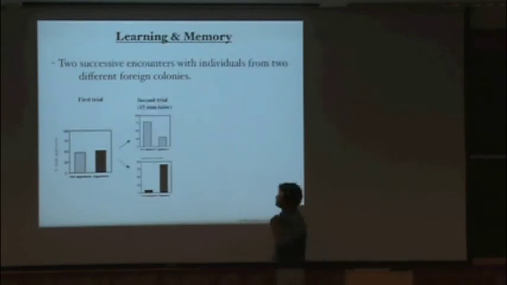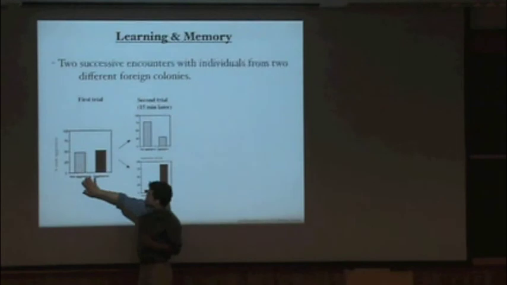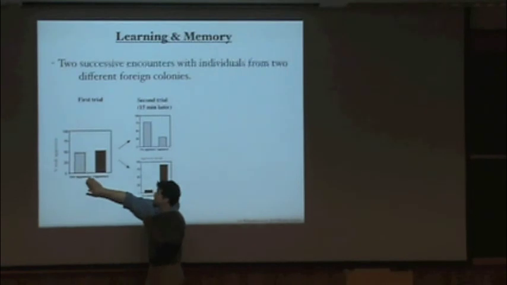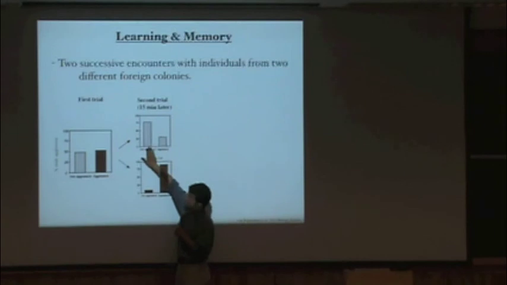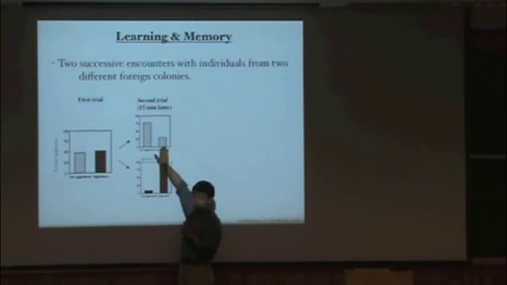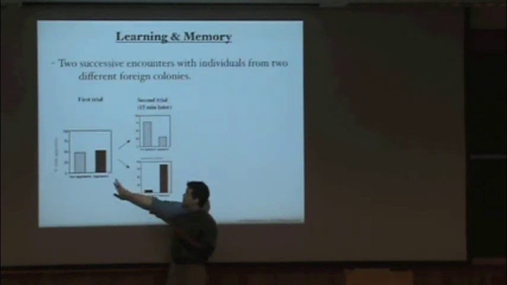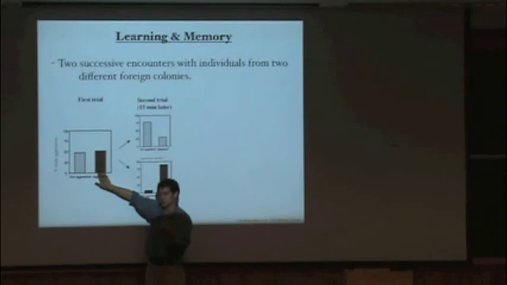And sure enough, that's what we see. So it divides up about 50-50 in the first trial. If we take these non-aggressive ants and pair them in a second behavioral assay against other ants from the same foreign colony, the majority of them stay non-aggressive that second time around, but about 30-35% of them switch over to becoming aggressive.